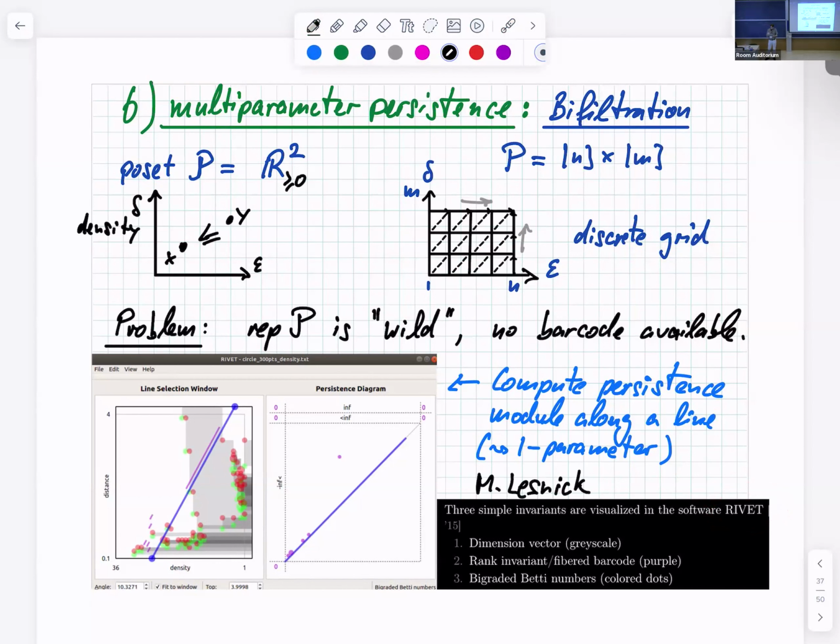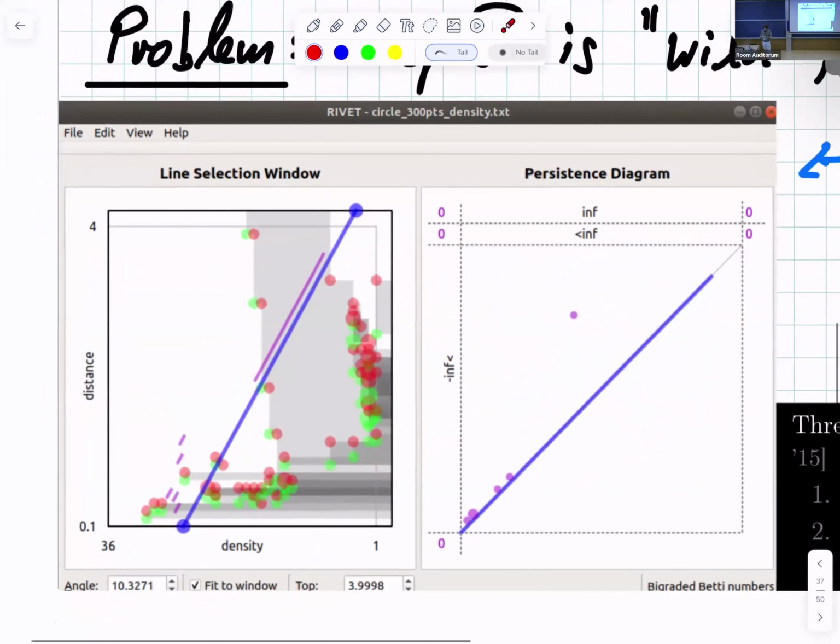And this is a beautiful package where you can really choose your line, you can choose your slope, and you can vary it. You can slide it through the module, you can change the slope. And every time you fix one line of a certain slope, like the blue one here, the software would compute the barcode along that one parameter.